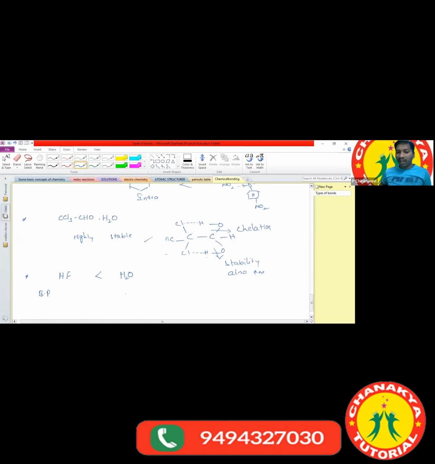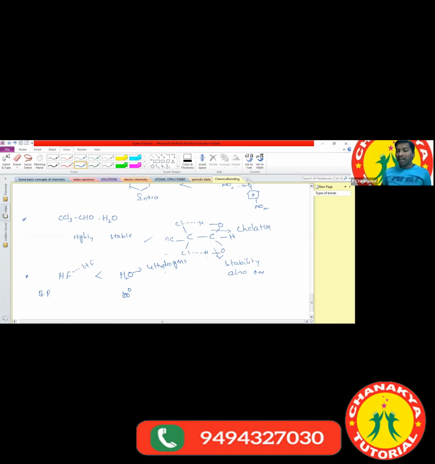Why does water have the higher boiling point? Water boils at 100 degrees centigrade. Each water molecule forms 4 hydrogen bonds. But in hydrogen fluoride, each molecule forms only one hydrogen bond. One water molecule forms 4 hydrogen bonds.